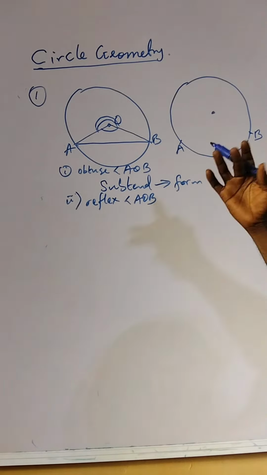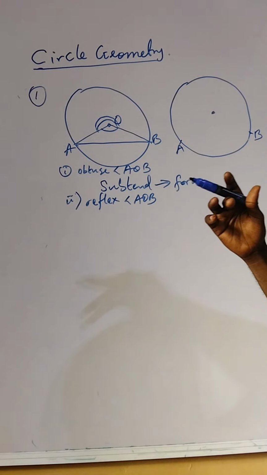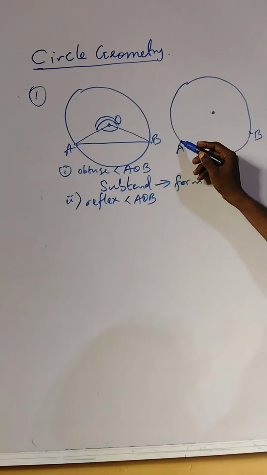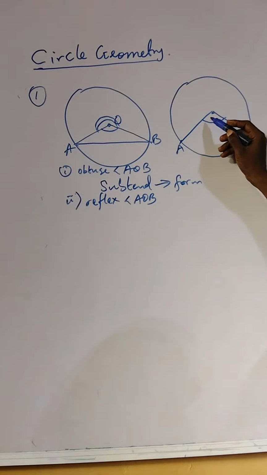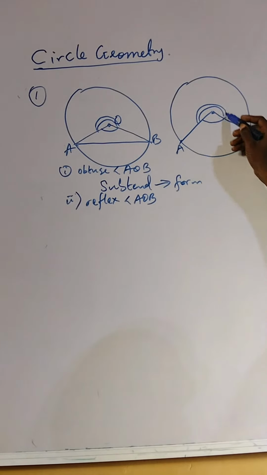Now, with an arc, the same method. This arc subtends two angles at the center here. So this angle inside here and this angle outside here. The one obtuse and the one reflex. So understanding of this lemma will help us to know which angle at the center is subtended by a chord or an arc.